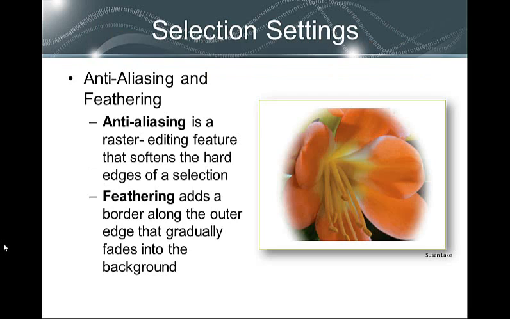Anti-aliasing and feathering. Anti-aliasing is a raster editing feature that softens the hard edges of a selection by adjusting the color of the pixels along the outside of the edge. Feathering is a raster editing feature that softens the hard edge of a selection by adding a border around the outer edge that gradually fades into the background, creating a soft blur.